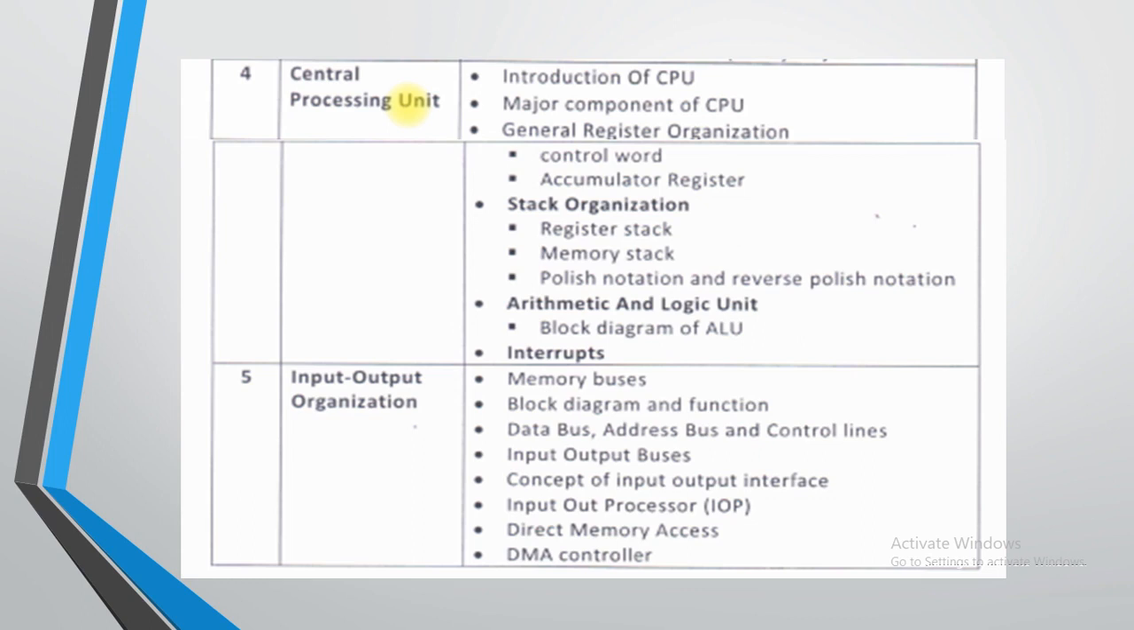And the last unit is related with the input output organization. In that we will learn memory buses, block diagram and functions, data bus, address bus, control lines. Next is called input and output buses, concept of input and output interface. We will see IOP, direct memory access, and at last we will conclude with the DMA controller. So these are all the topics which we are going to cover in unit number 5.